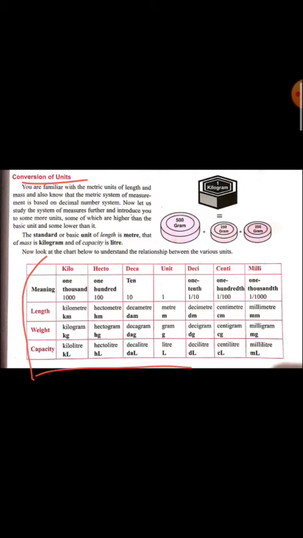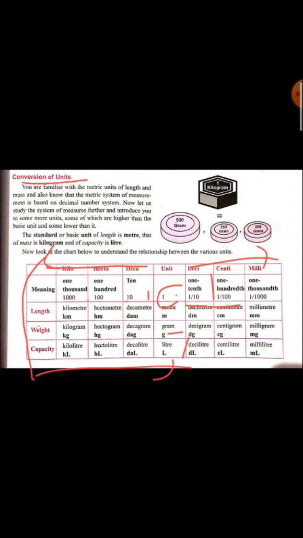Kilo means 1000, hecto 100, deca 10. Unit means meter in length, gram in weight, liter in capacity. Here 1 unit means 1 meter, or 1 gram for weight, and 1 liter for capacity. And deci means 1/10, 1 upon 10. When we go to the right side, the units decrease. When you go to the left side, the units increase.